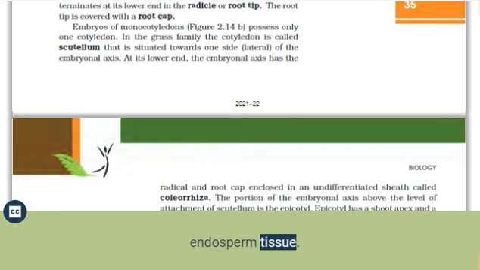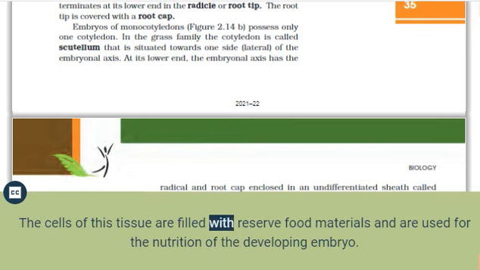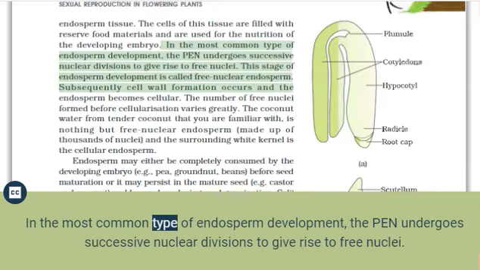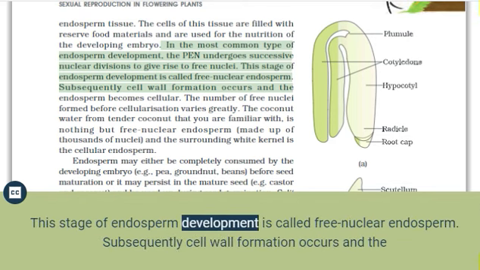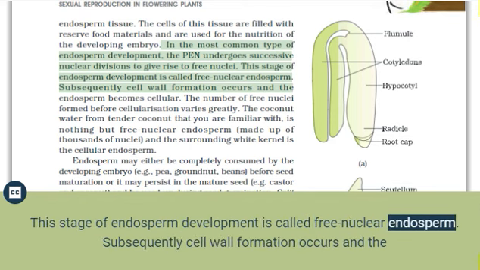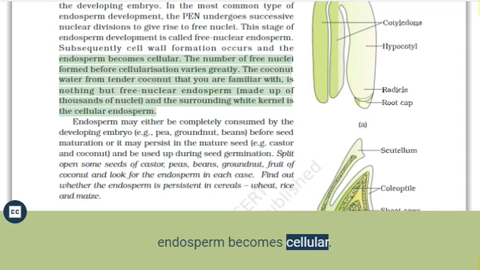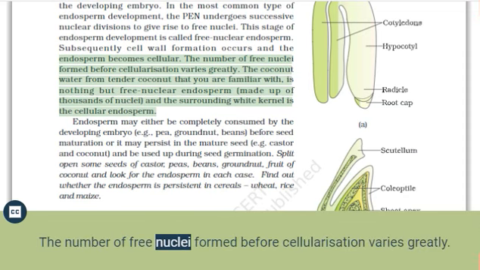Endosperm tissue. The cells of this tissue are filled with reserve food materials and are used for the nutrition of the developing embryo. In the most common type of endosperm development, the primary endosperm nucleus undergoes successive nuclear divisions to give rise to free nuclei. This stage of endosperm development is called free nuclear endosperm. Subsequently, cell wall formation occurs and the endosperm becomes cellular. The number of free nuclei formed before cellularization varies greatly.